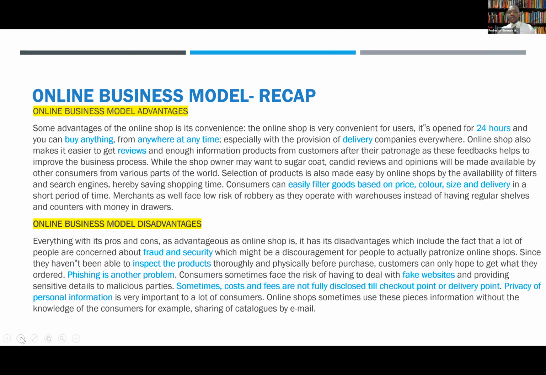And then we also looked at some of the advantages and disadvantages of having an online business model. We said you can pretty much, as long as it's legal, buy anything online. And also, there's no time constraint. You can filter your search by price, color, size, depending on what you are selling.